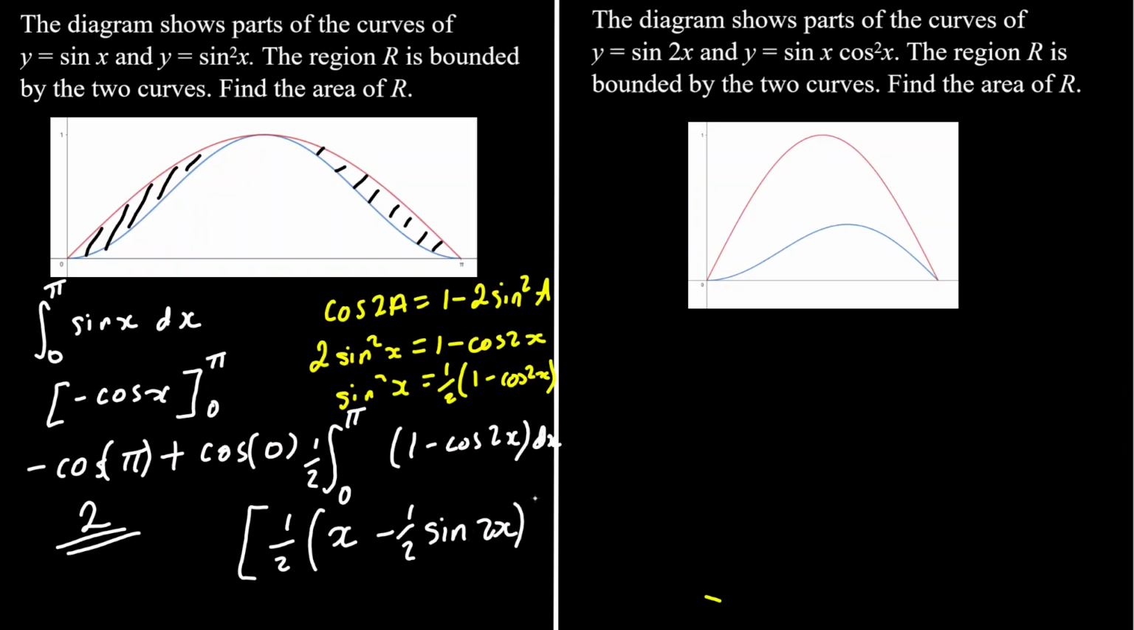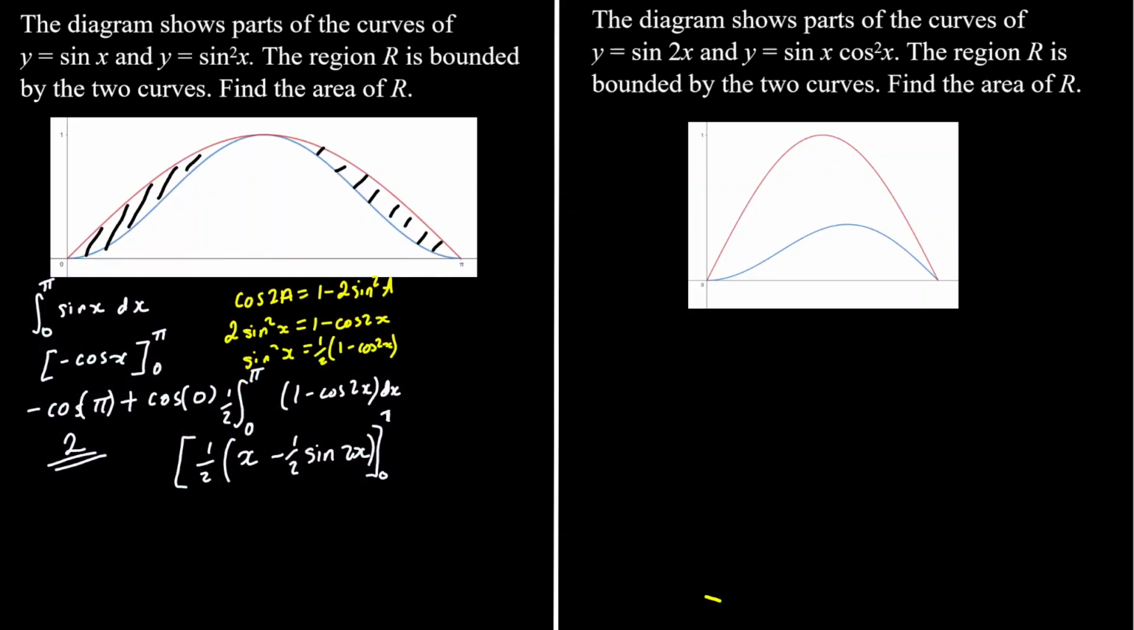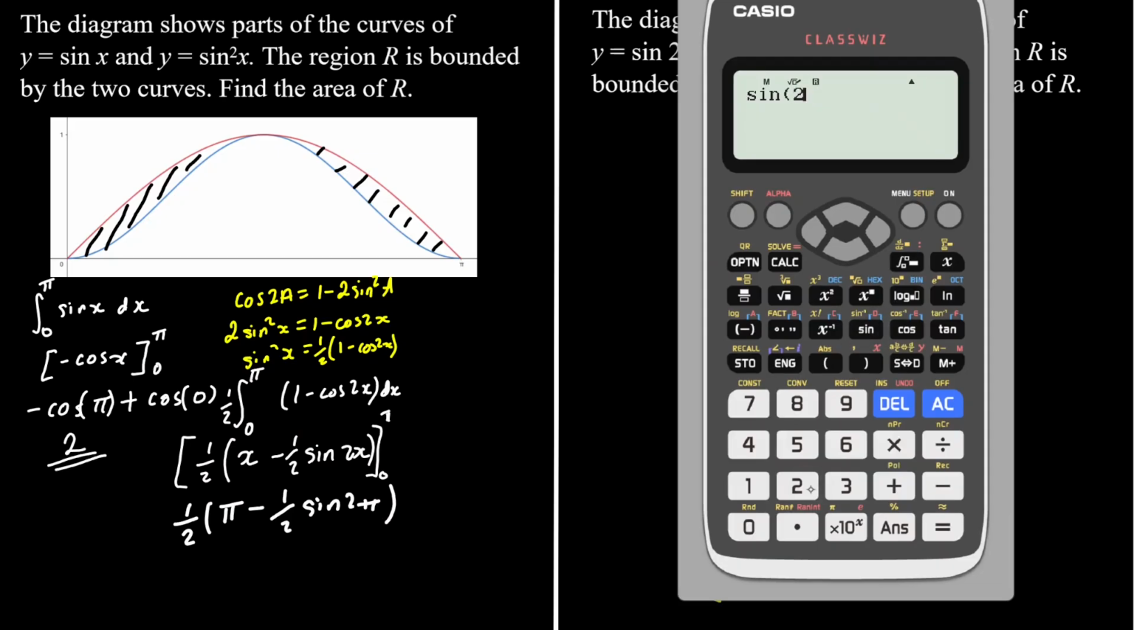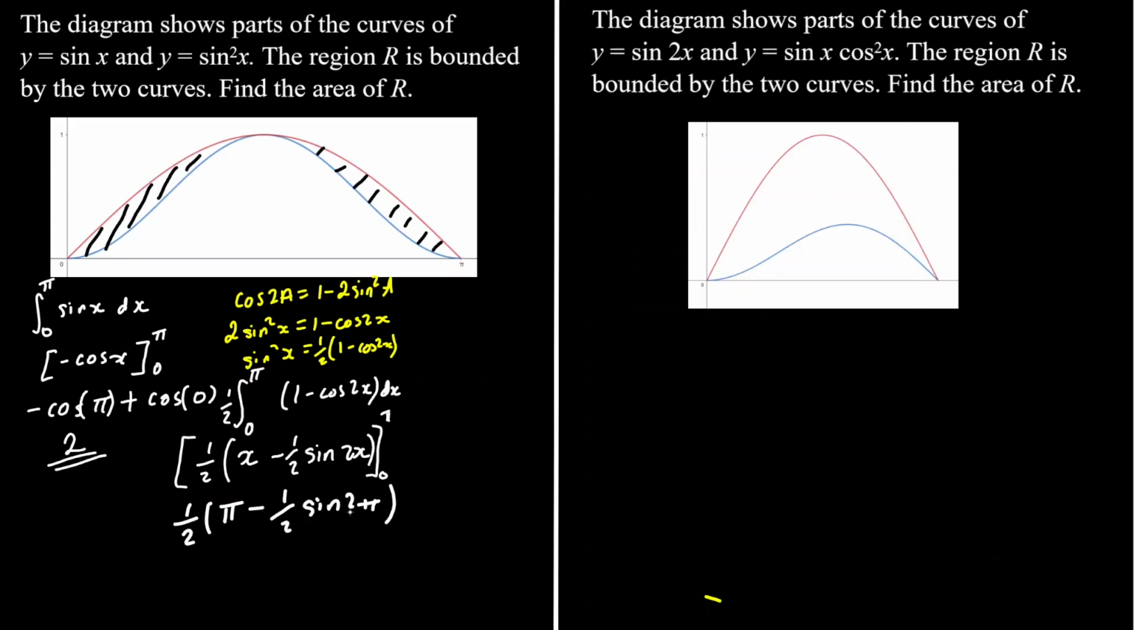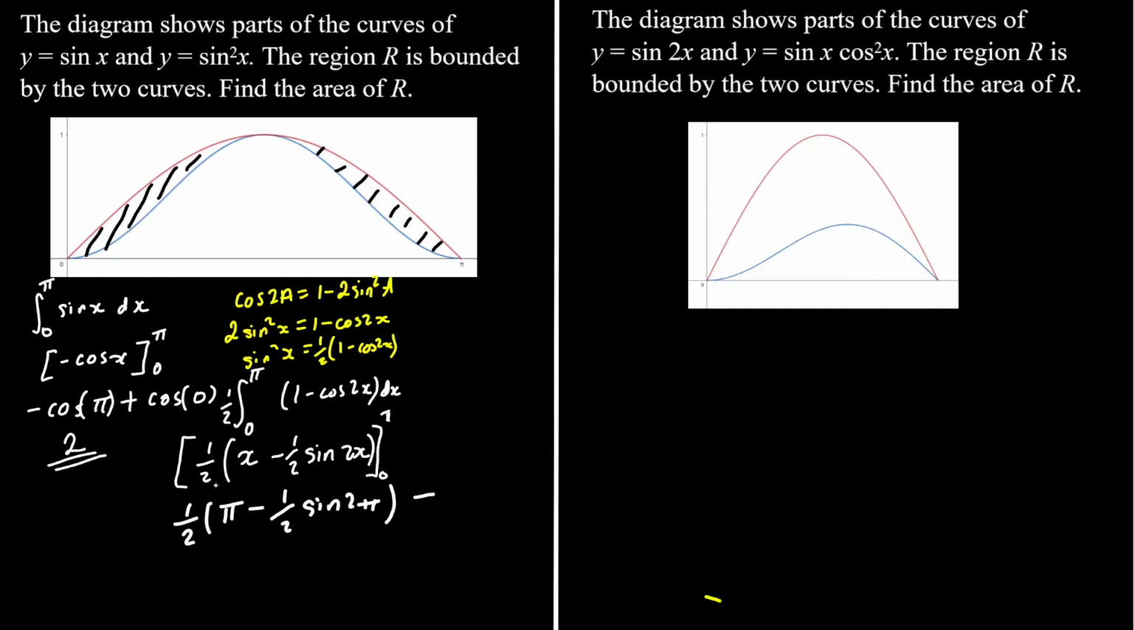That's integrated. We just need to substitute in pi and 0 and take them away. So substituting in pi, we're getting half of pi minus half of sine 2 pi, and sine 2 pi is 0. So we're just going to get half of pi from this, and then we're taking away sine 0, which is also 0. So the second one's going to be 0.